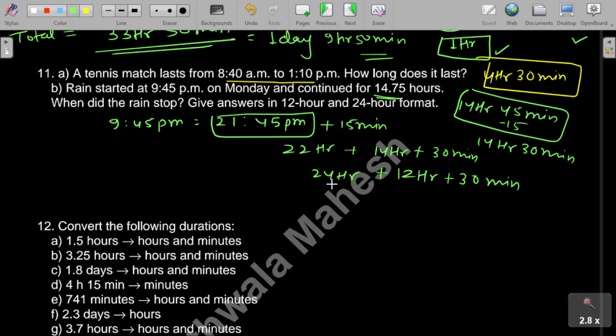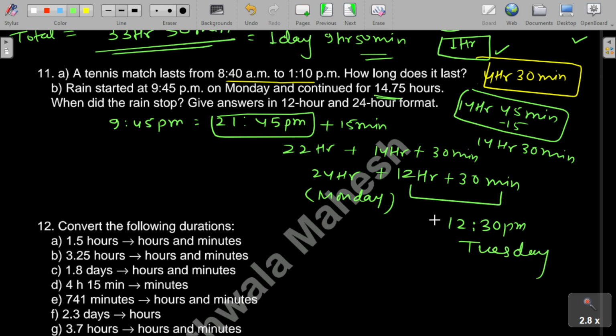Okay, so this is 12 hours, 24 hours till Monday, and if we add 12 hours 30 minutes in Monday, then we will get 12:30 p.m. Tuesday. Okay, so this one is our correct answer.